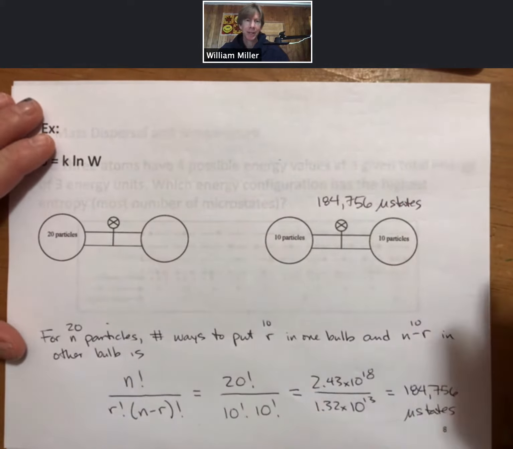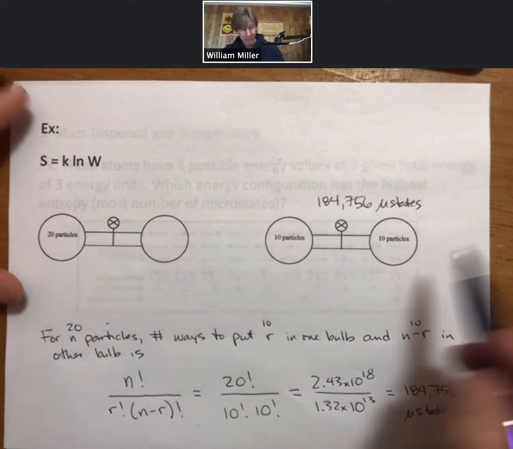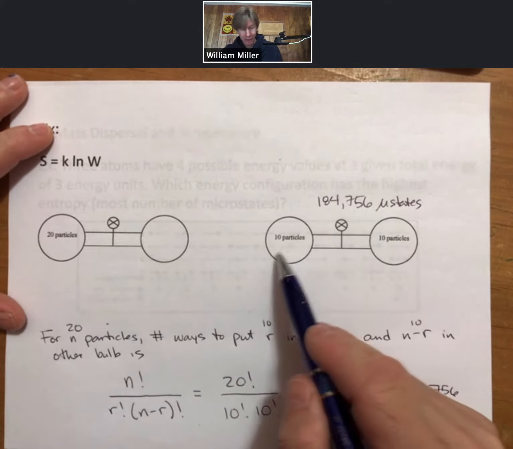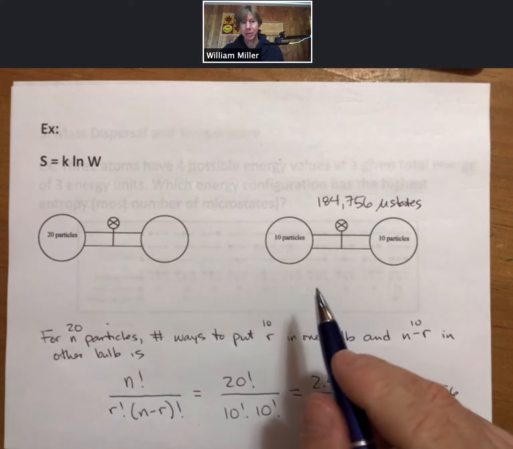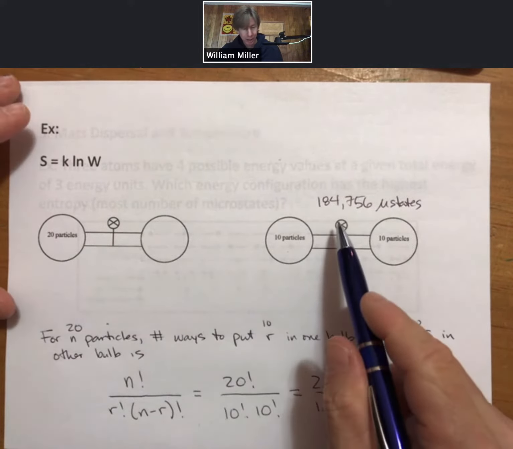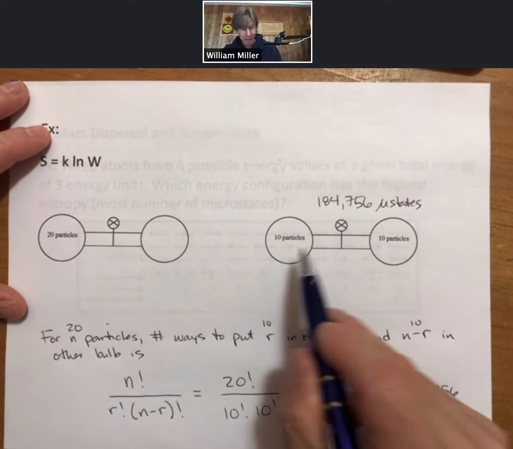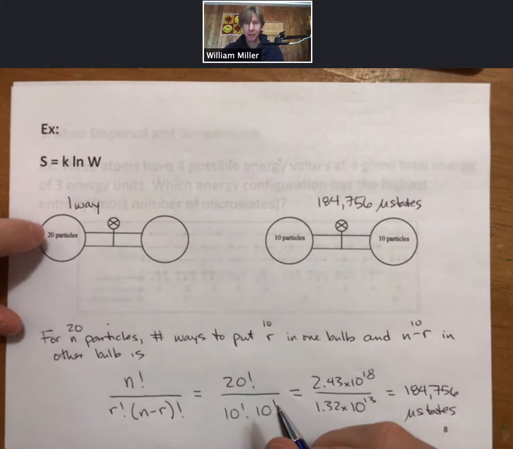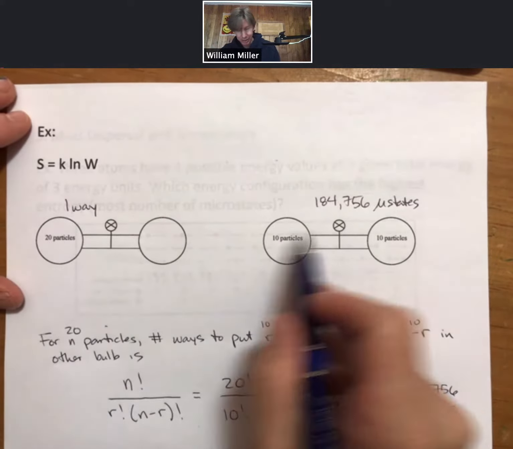Or separate energetically equivalent ways. And again, we haven't talked about the energy part here. We're assuming that each of these particles has the same energy, so it doesn't matter which one. They're all the same energy particles right now. So think of it as just there are 184,756 different ways to put 10 particles in each, and there's one way to put 20 particles in one of the bulbs.